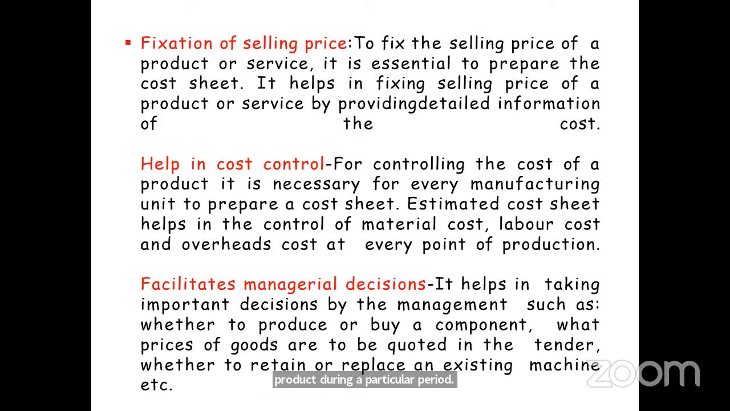Again, fixation of selling price. With the preparation of the cost sheet, we can know the unit cost of the product, so that we can fix our selling price. Let's say the cost price is 10 rupees. Then you have to decide what your profit margin will be. You just add the profit margin to the cost price, and then you can fix the sales price. Again, it helps in cost control also, because the total cost of the product can be broken up into various elements like prime cost, factory cost, and cost of production.